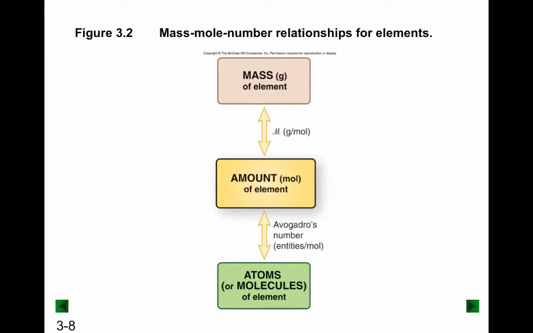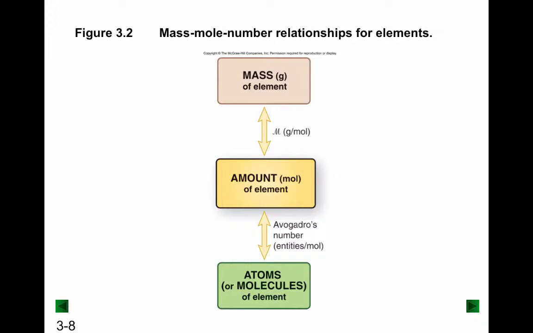The number of moles of an element is related to its mass in grams through the molar mass with units of grams per mole, and to its number of atoms through Avogadro's number with units of atoms per mole. For elements that occur as molecules, the unit for Avogadro's number will be molecules per mole.